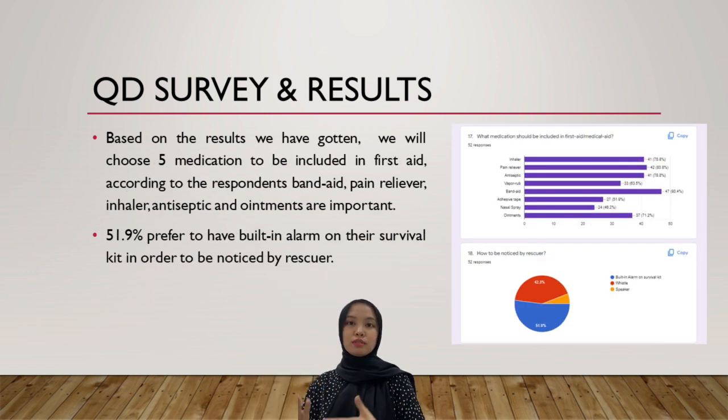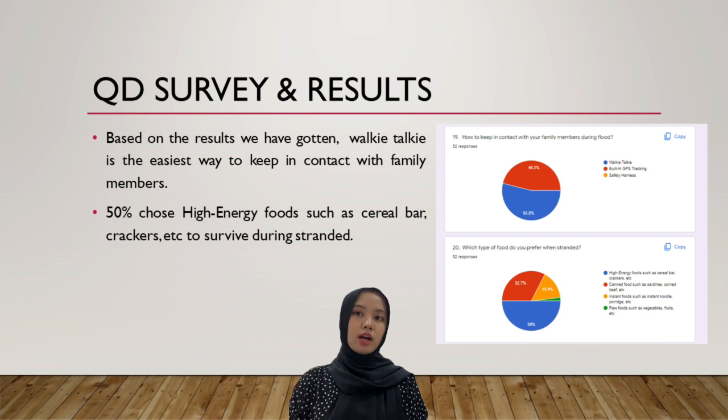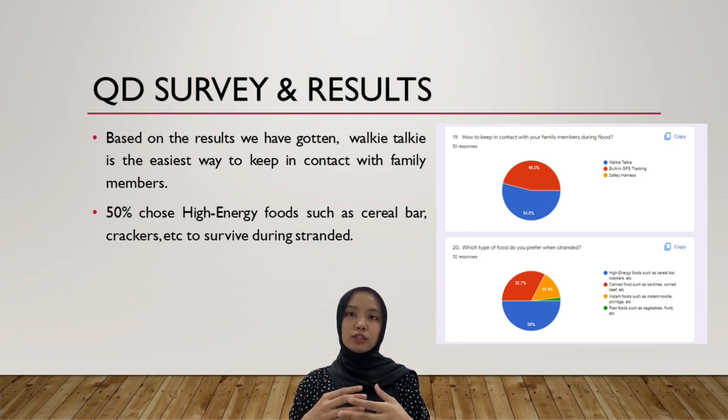According to the option survey we have gotten, we will choose 5 medications to be included in the first aid. According to the respondents, Band-Aid, pain reliever, inhaler, antiseptic, and ointments are the most important. 51.9% prefer to have a built-in alarm in order to be noticed by the rescuer. For the question of how to be in contact with family members, walkie-talkie is the easiest way to keep in touch with family members according to the respondents.